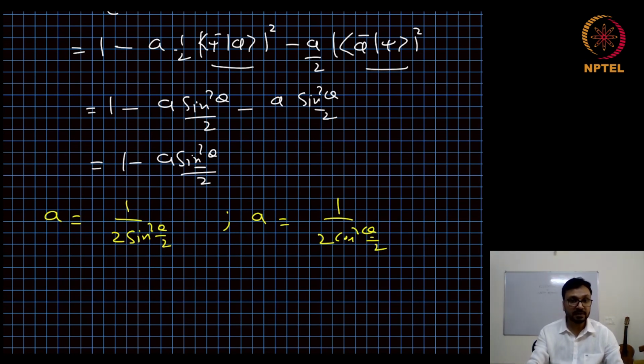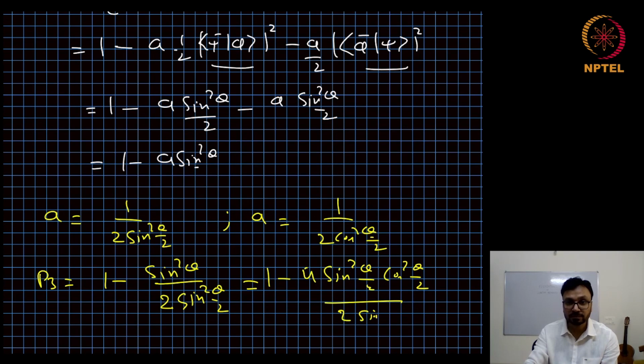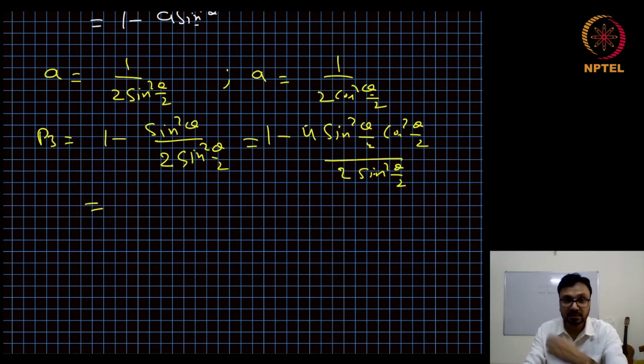We substitute both of them in this, then P3 becomes 1 minus sine square theta over 4 sine square theta over 2. There is no over 2 here because the half they cancel. And 1 minus sine square theta can be written as 2 sine square theta over 2 cos square theta over 2 over 2 sine square theta over 2. This is 1 minus 2 cos square theta over 2.